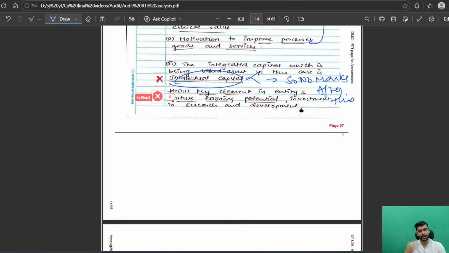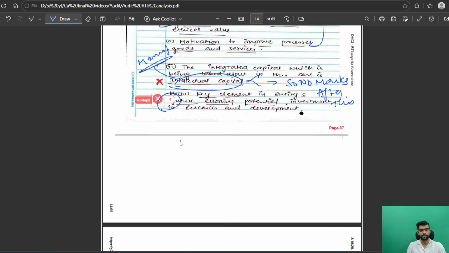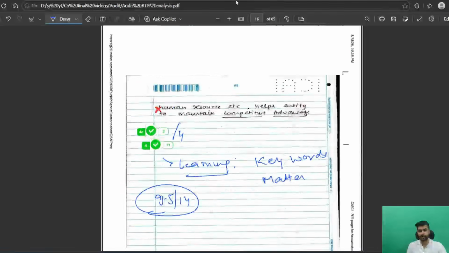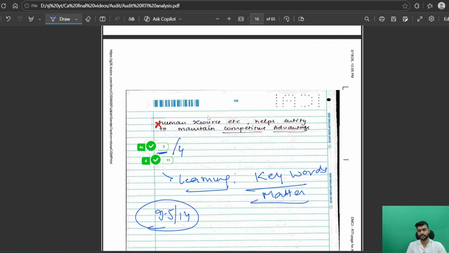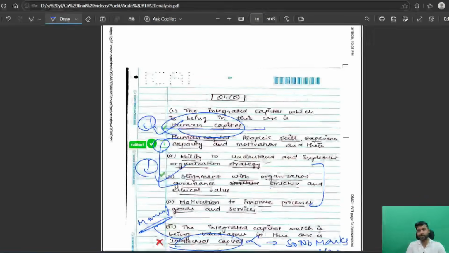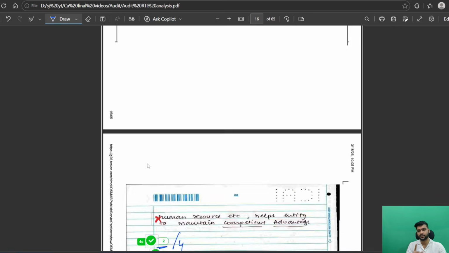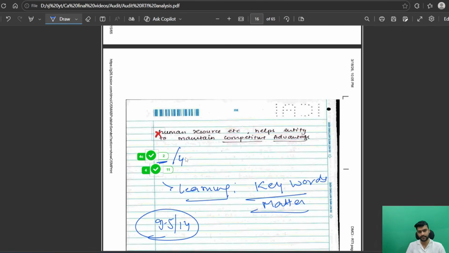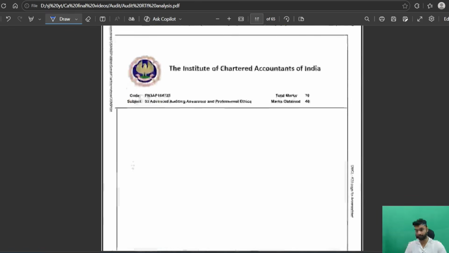Next, the second part of that question: it was not intellectual capital, it was manufactured capital. I did not understand it, so I wrote intellectual capital. So no marks. I received 2 out of 4. Simple learning: keywords matter. If your keywords are matching, as you can see, I have not written any big answer. Till now, my answers are only 1 page or at most 1.5 pages. And where I have written 2 to 3 pages, I have not received any marks. I will tell you in this paper also.